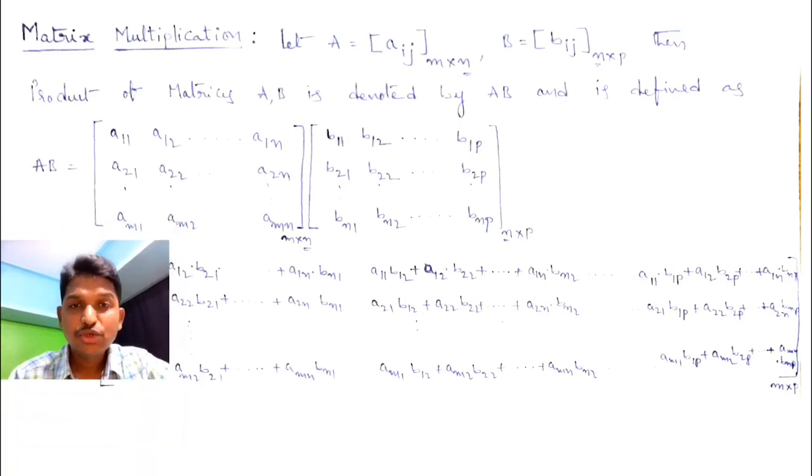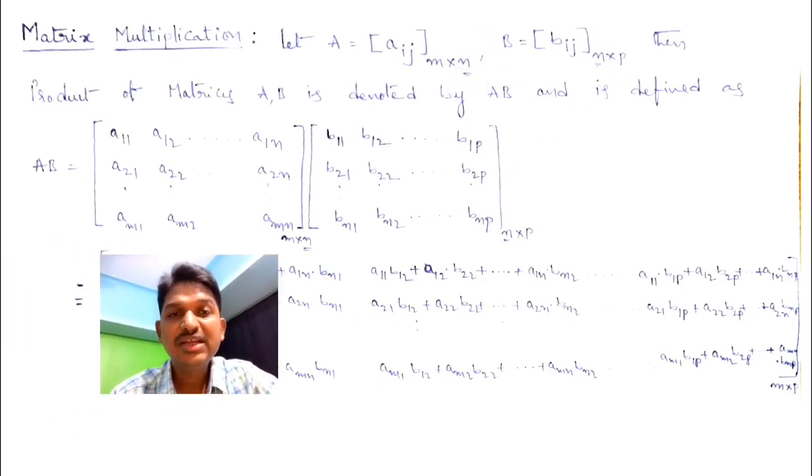To multiply 2 matrices, suppose you are calculating AB, then the number of columns in A must be equal to the number of rows in B. Then only matrix multiplication is possible. So till now, the product of matrices A, B is denoted by AB, and to multiply the matrices, the number of columns in the first matrix must be equal to the number of rows in the second matrix.